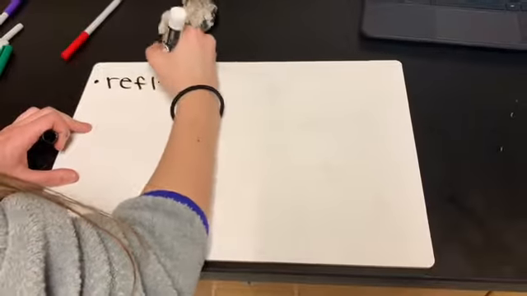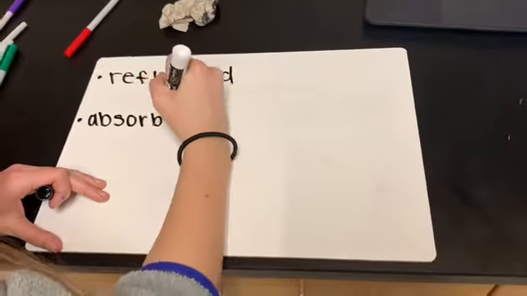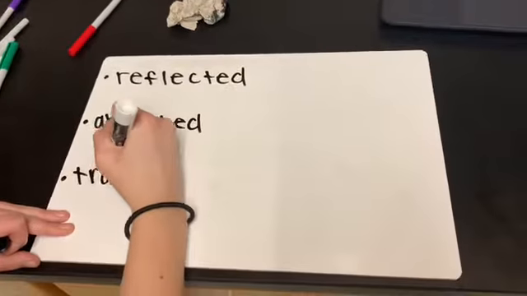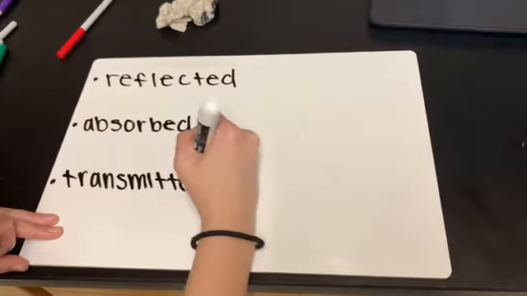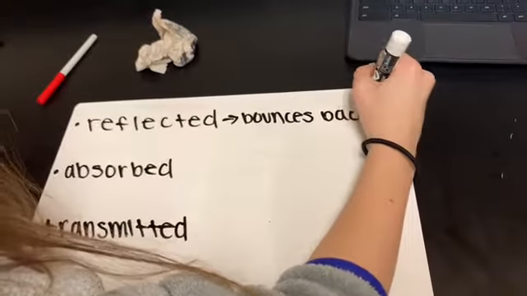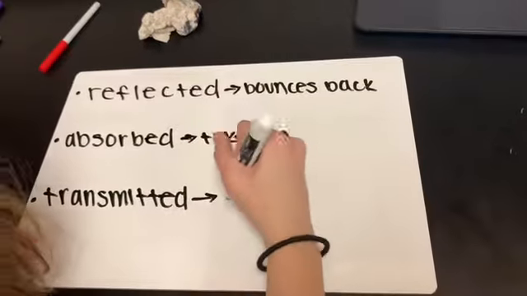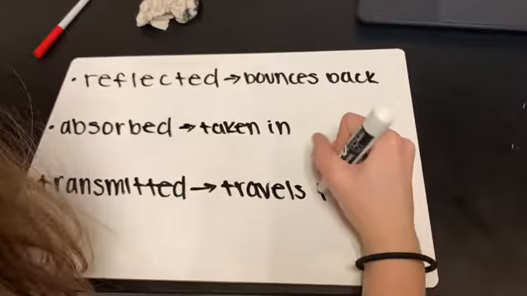Light can be reflected, absorbed, or transmitted. Reflected means it bounces back, absorbed means it's taken in, and transmitted means it travels through.